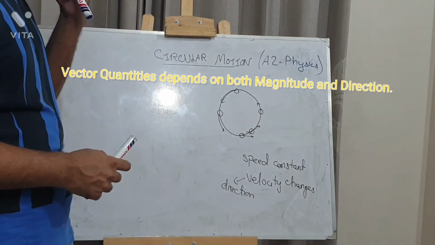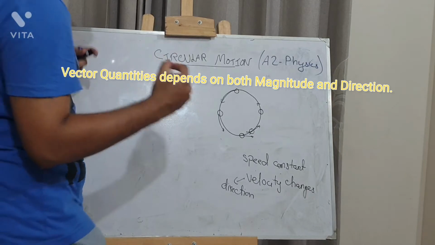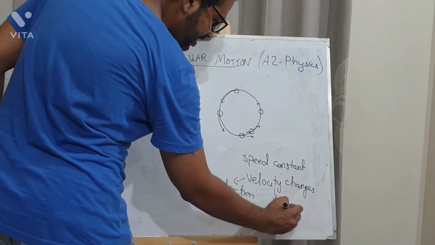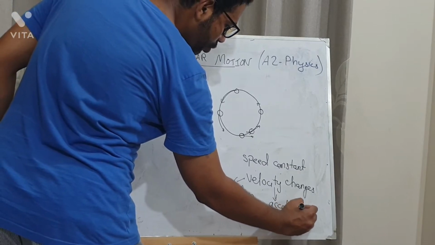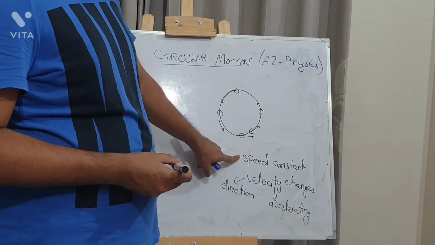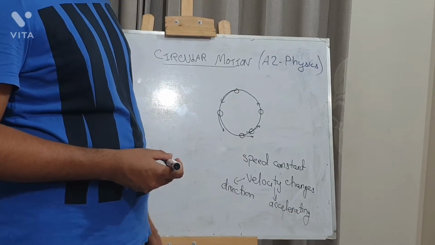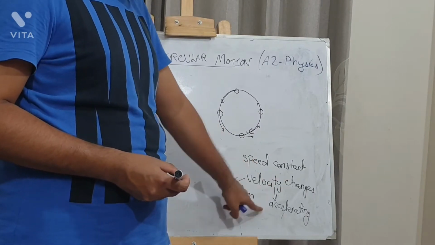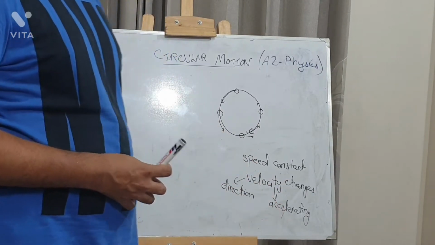even though the speed remains constant. So another thing from here was, if the velocity of an object changes, we say that the object is accelerating. Okay, so the object moving in a circular path, even though it's moving with a constant speed, its velocity changes because of the change in direction, and the change in direction and the change in velocity causes the object to accelerate.